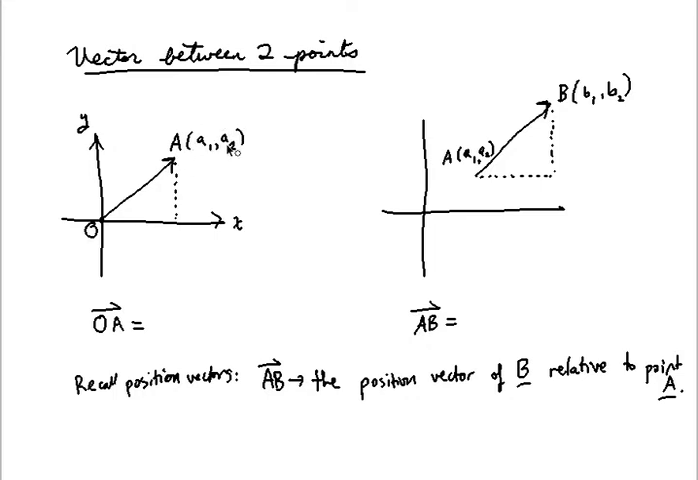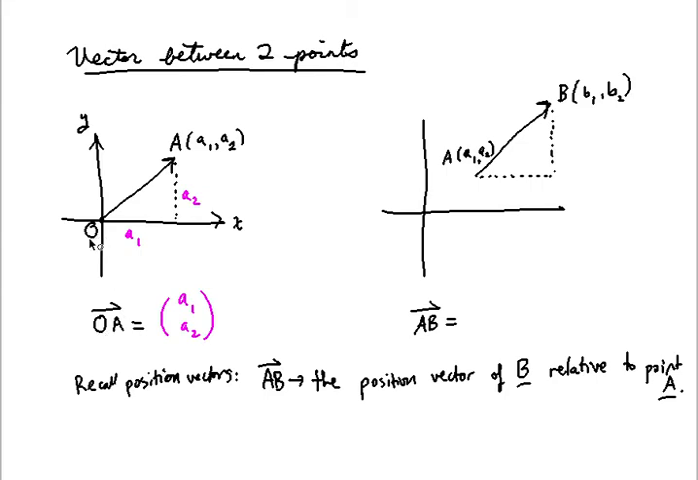So since the coordinates of this point are a1, a2, that means this distance would be a1 and this distance would be a2. In this case, the x step, the x distance, is just a1, and the y distance is just a2, so I could write this as (a1, a2). Okay, so that's really nice.